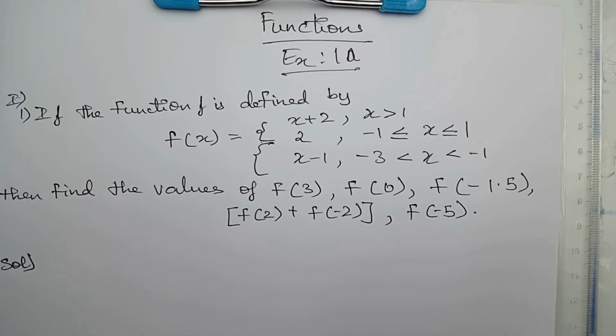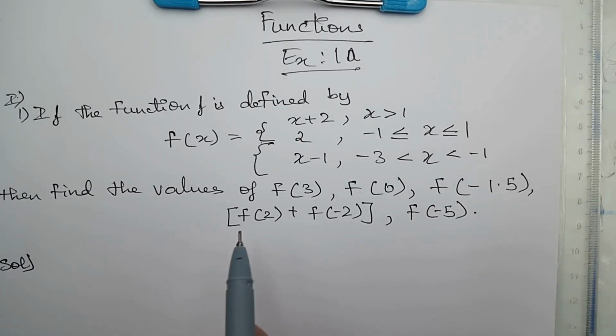Then find the values of f of 3, f of 0, f of minus 1.5, f of 2 plus f of minus 2, and the last one, f of minus 5. So for the given conditions here, we should find out these following questions. So we'll start the problem.